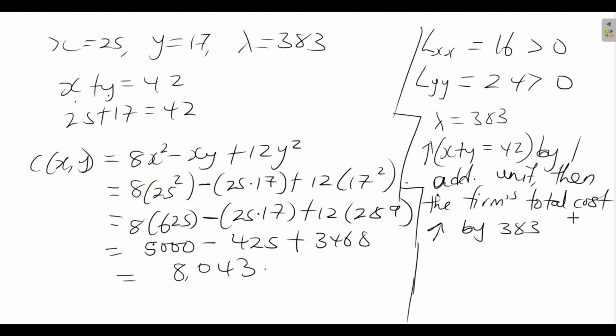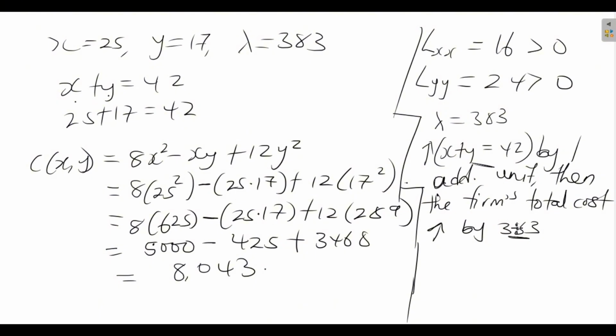Now, what it means is that whenever there is one additional unit increase in the production quota or in the budget constraint, the total cost will also increase by this amount, and vice versa. If there is a one unit reduction in the budget constraint, the firm's total cost will also reduce by this amount. So that is the interpretation of the lambda.